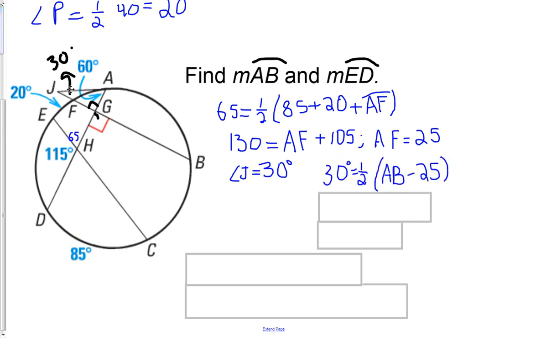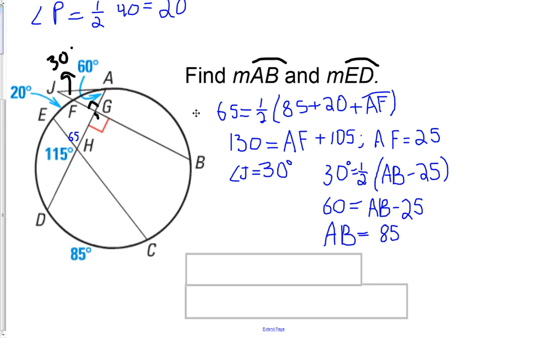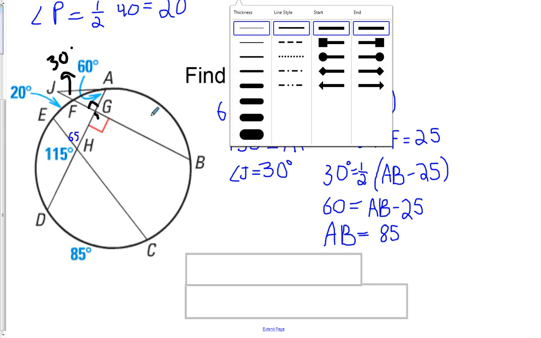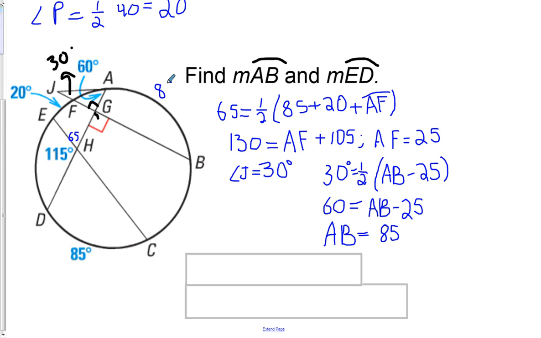And this angle equals half AB minus AF. Well, we found out what AF was for this reason. 30 equals half arc AB minus 25. Again, we're going to multiply by 2 on both sides to get 60 is AB minus 25, plus 25 to both sides, AB is 85. So now we've got a nice 85 over here that I'll write in shortly. This is 85. Now, lastly, solving for ED.